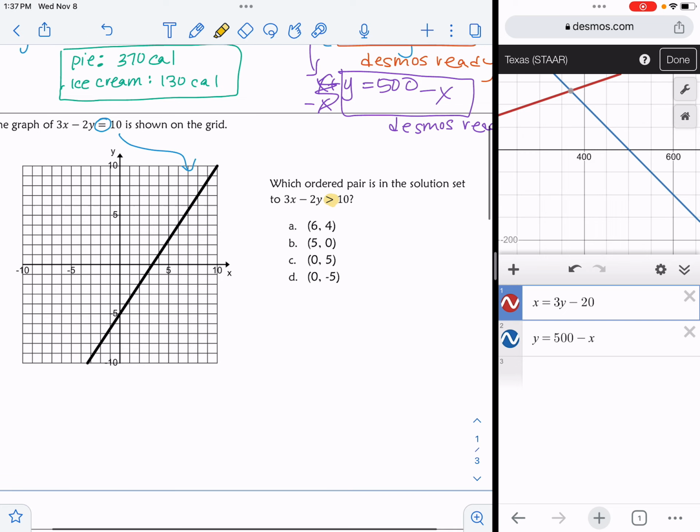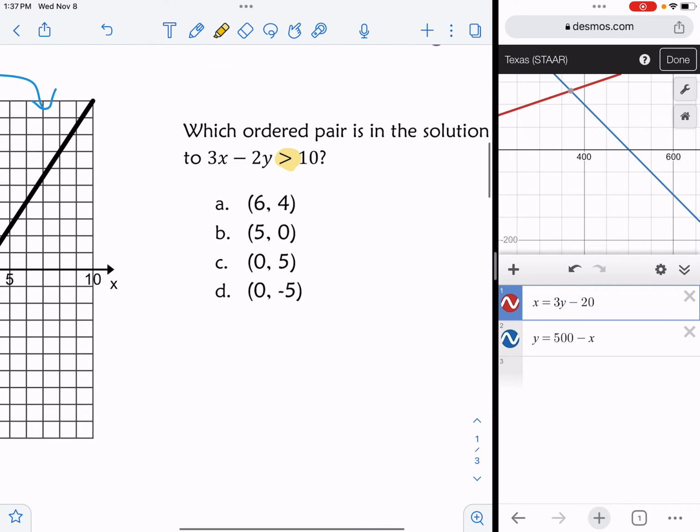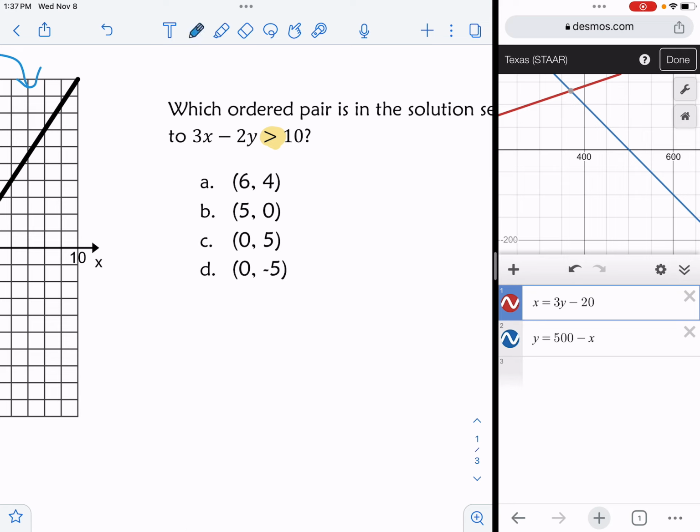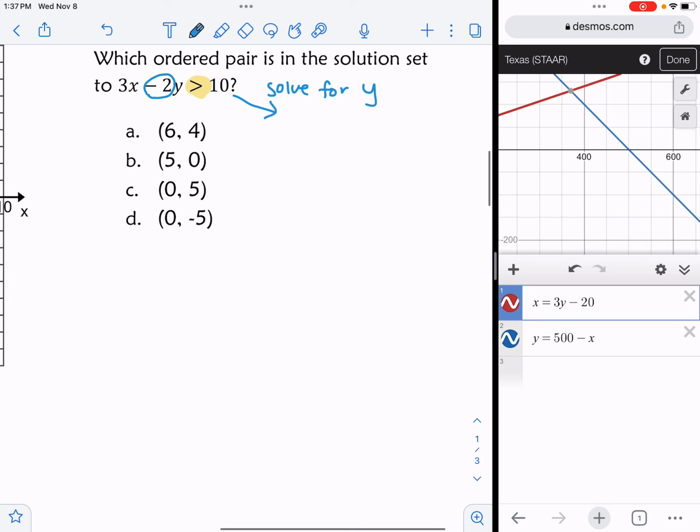And so a common mistake is people see that greater than sign and think they need to go ahead and shade above, but you are not ready to shade your graph. You can't shade your graph until you solve for y. Okay, and so along the way, we're going to have to divide by a -2, which would flip the inequality. And so that's why we can't shade until we solve for y.